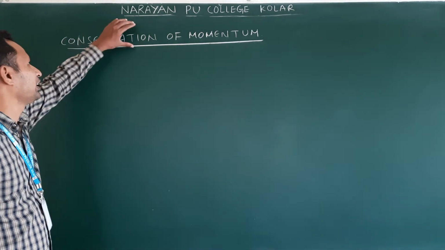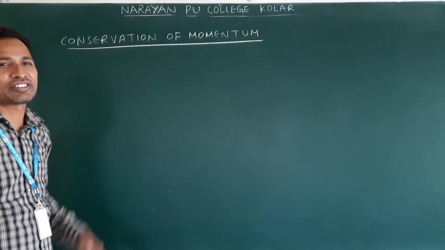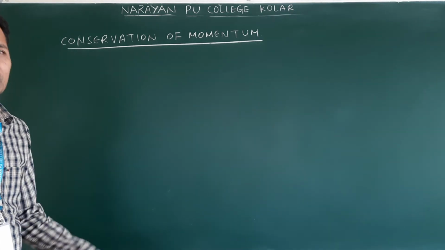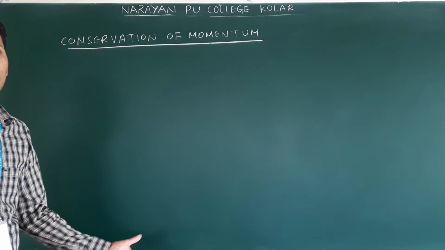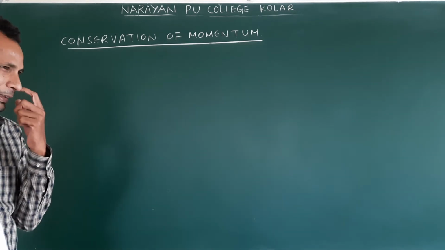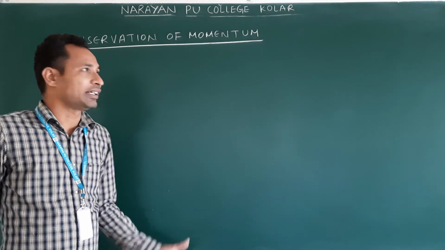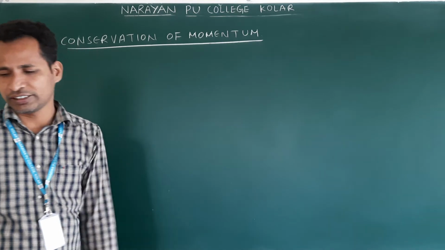Now, conservation of momentum. What is the general meaning of conservation? Conservation means constant. Momentum is constant. Whose momentum is constant? The system's momentum is constant. A system is nothing but a body, or a group of bodies. We cannot say it is just an object or a body, but in the definition we will take it as a system. What is a system? You will see all that.